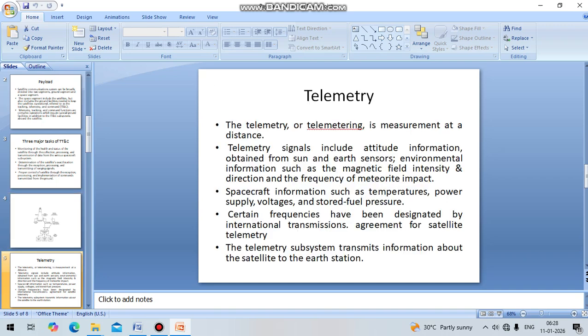Telemetry is a measurement from a distance. It includes the attitude information obtained from sun as well as earth sensors, environmental information such as magnetic field density and direction and frequency, and spacecraft information such as temperature, power, voltage, and level of the fuel. The frequencies have been designated by international agreement. So agreement on satellite telemetry is essential.